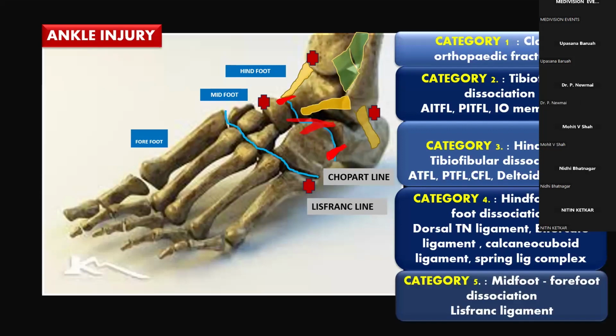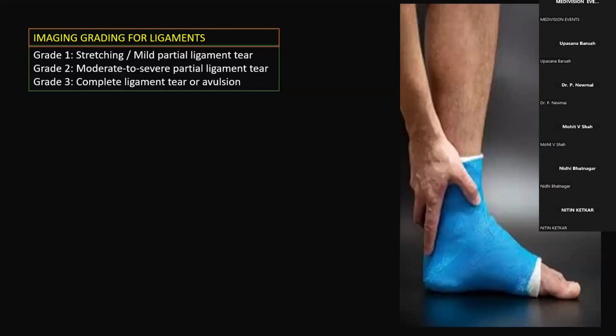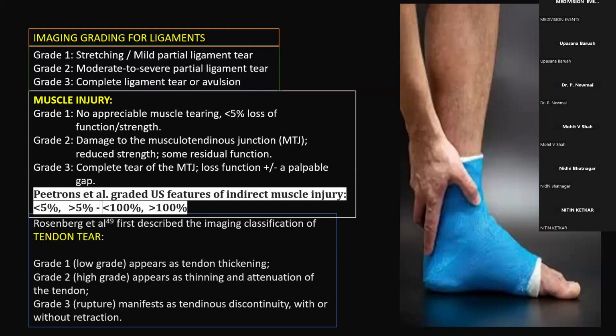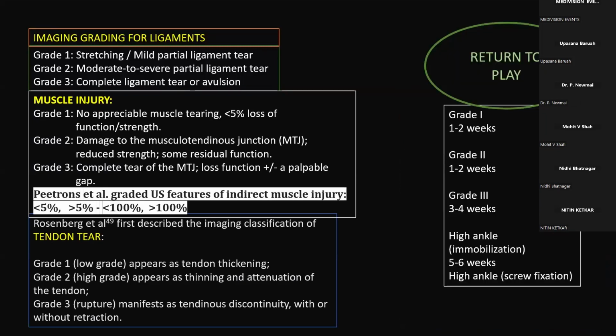So we grade the injury according to its severity, and it is important because it will indicate the return to play. Grade 1 is less than 5% tear or stretching, and grade 2 is a more severe injury, but less than 100%. That may need 1 to 2 weeks before returning to play or walk. Grade 3 may need 3 to 4 weeks, and high ankle injuries need 4 to 6 weeks of immobilization, or maybe screw fixation or surgical repair.